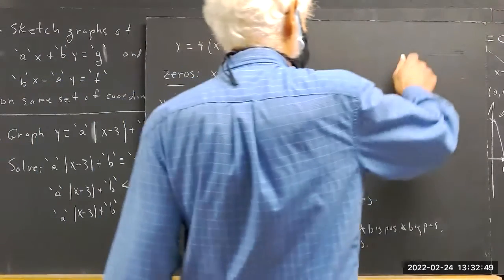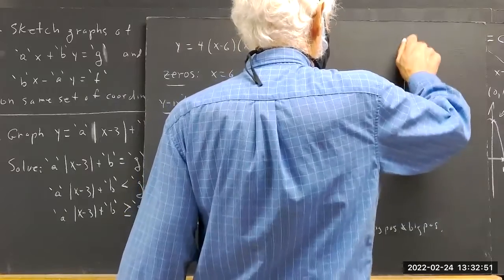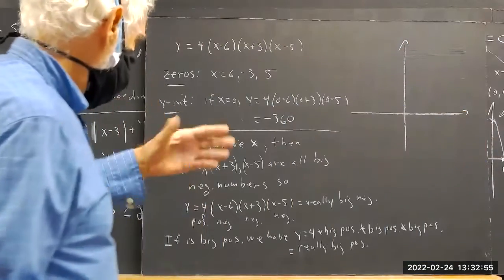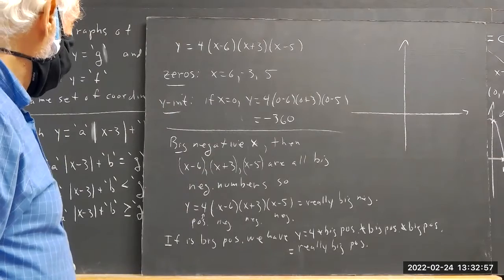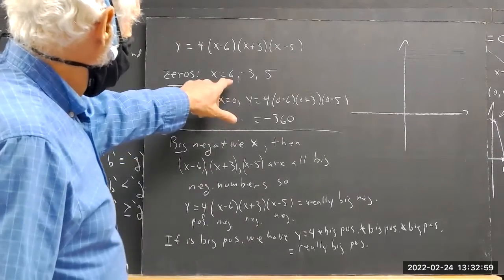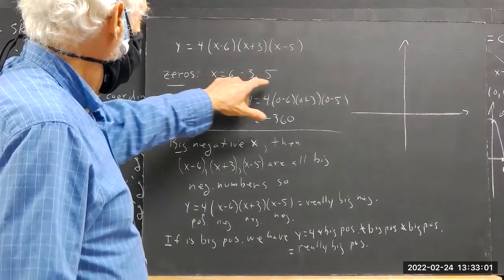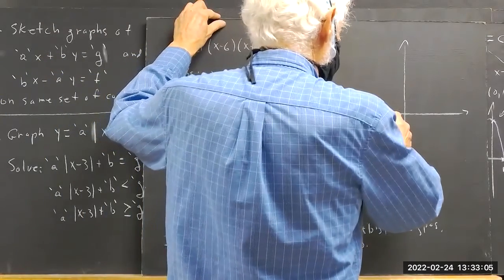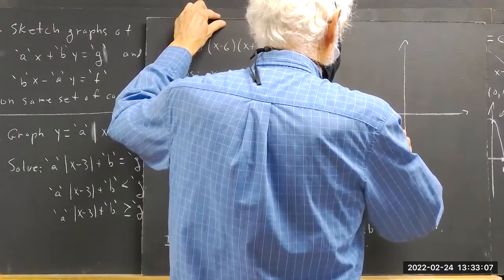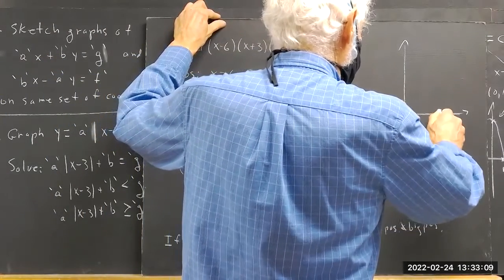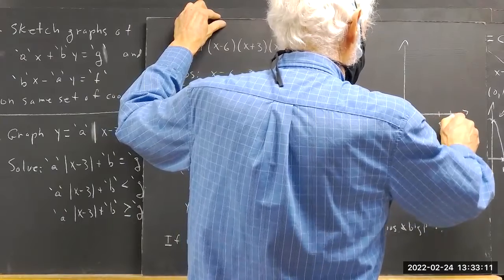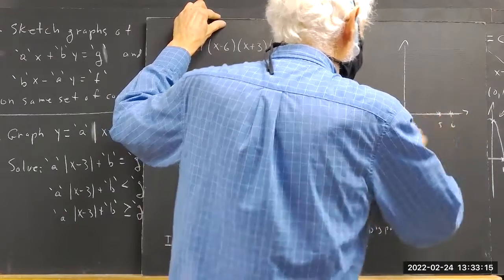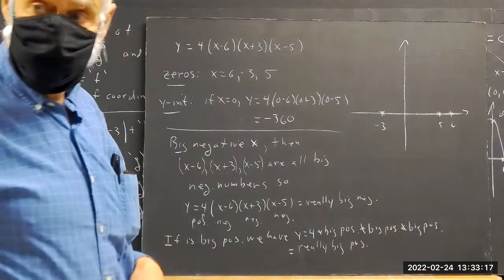So our graph is going to look like this. So you can just summarize what we have here. Zeros at -3, 5, and 6. We have a 0 here. Let's say that -3 is here. And let's say 5 is here. And 6 is here. So the graph has to go through these 3 points.